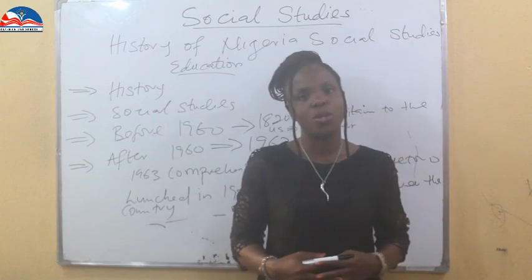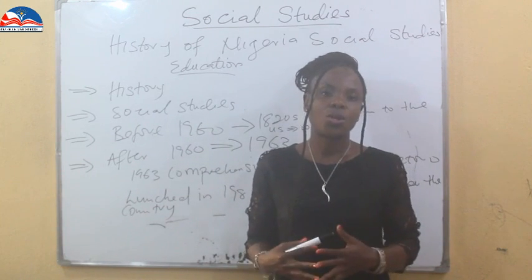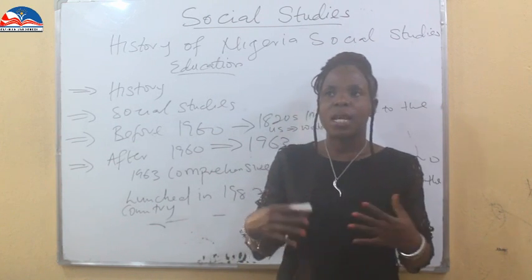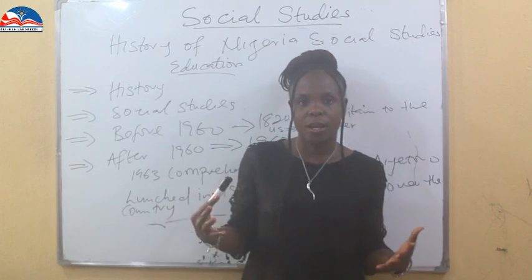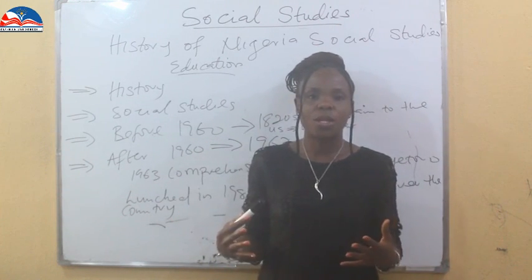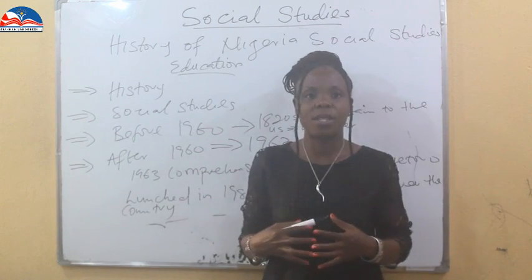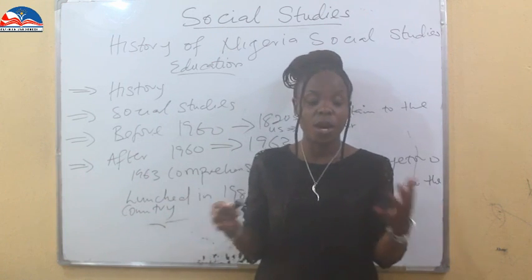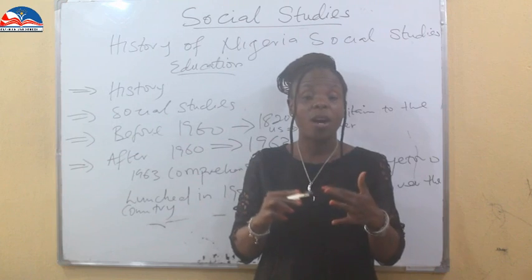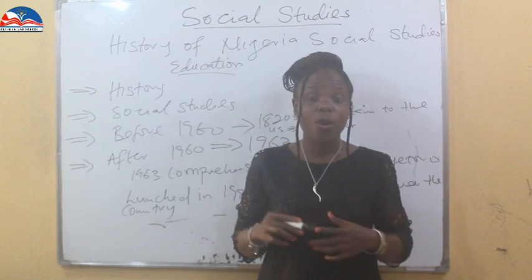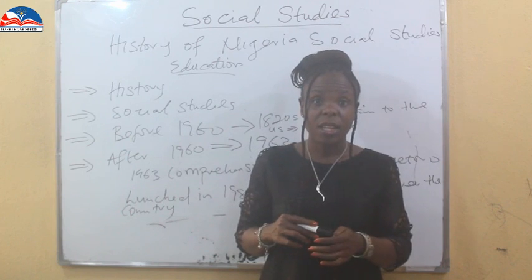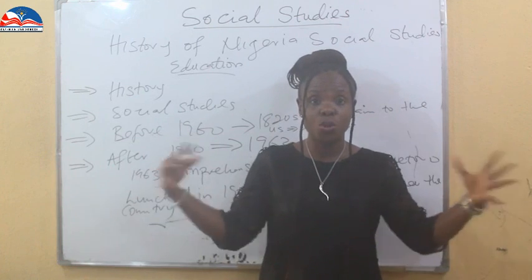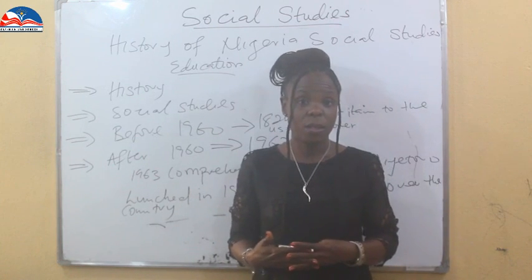Now let me talk about social study as a subject. Social study has to do with the study of man and his immediate environment. Apart from that, social study marries different subjects together. What are some of these subjects? We have geography, history, civic, economics, philosophy, and other things that help to put up the social study subject.